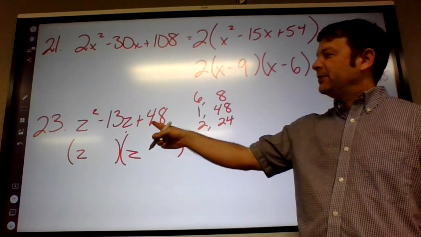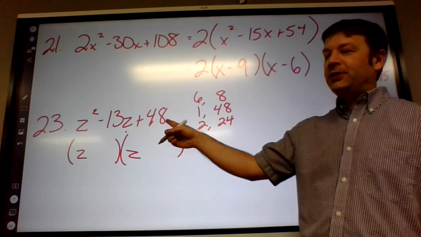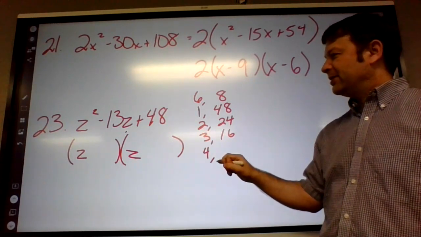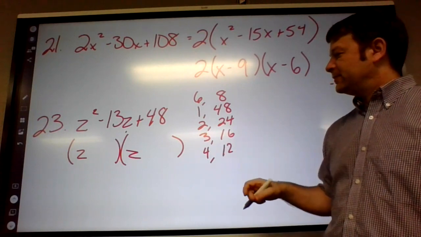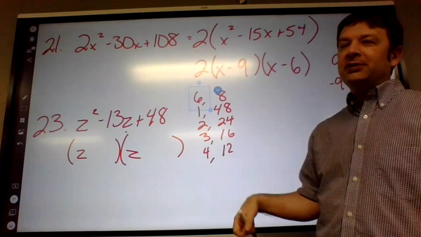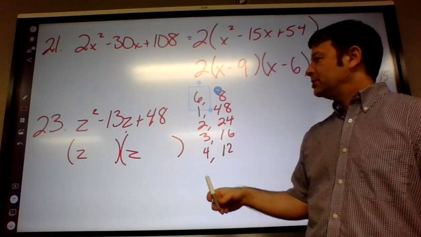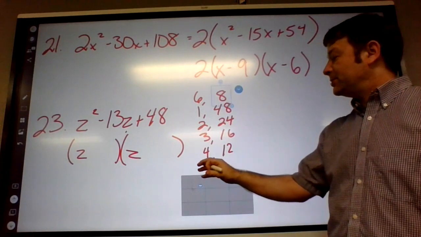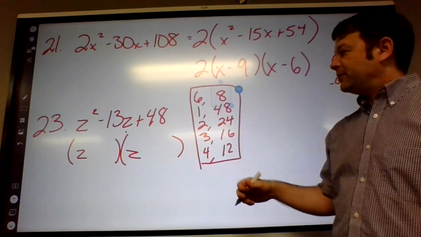Yeah. 3 goes into 12, so 3. 4 and 12. 5, no. 6, already got it. 7, no. 8, already got it. So once you get to something you already got on the right side, that means you're done. So those are all of them.